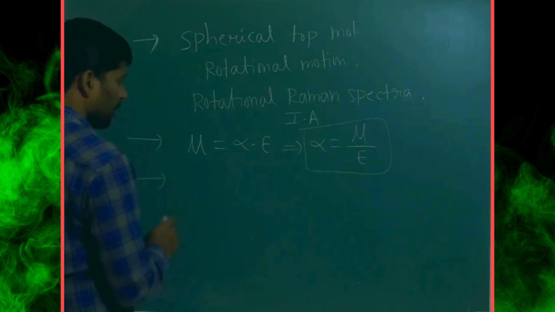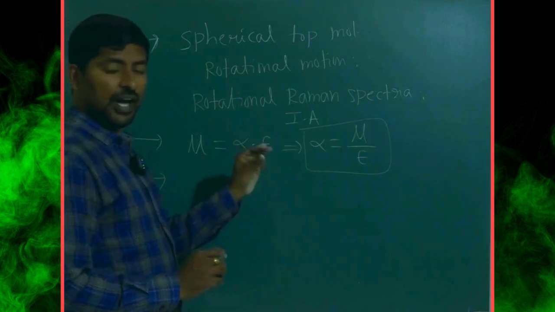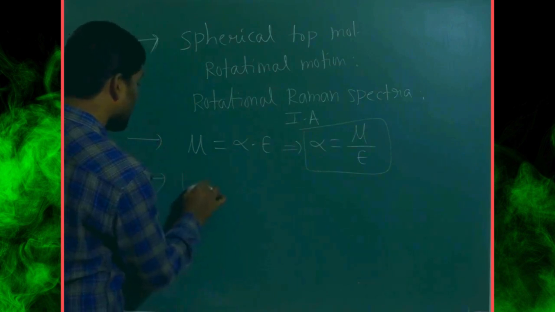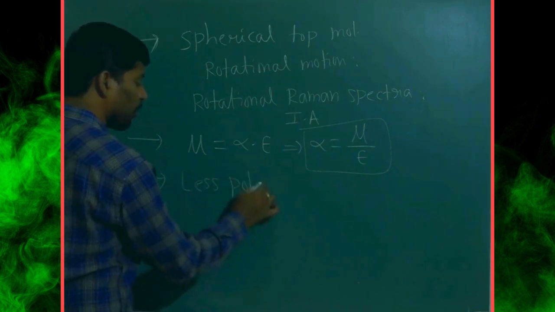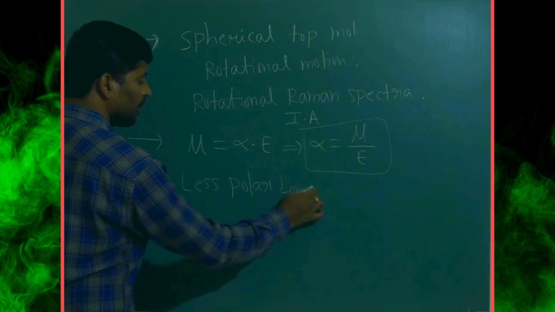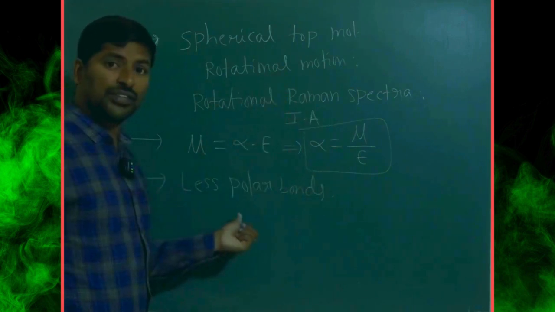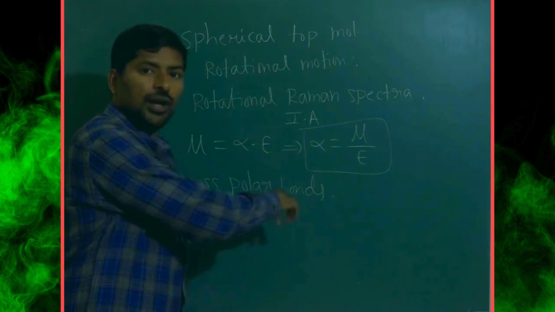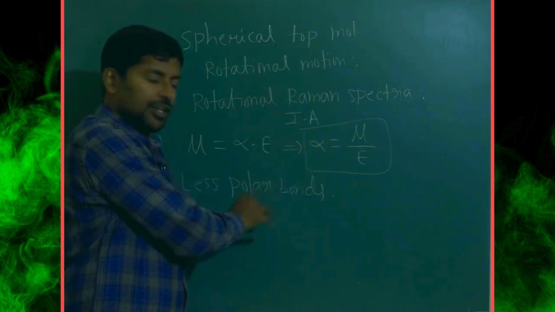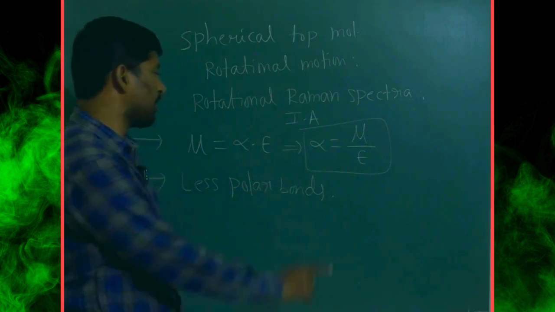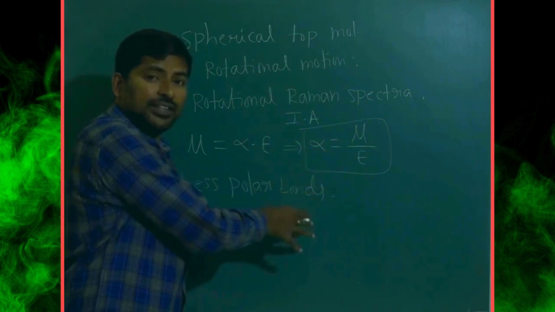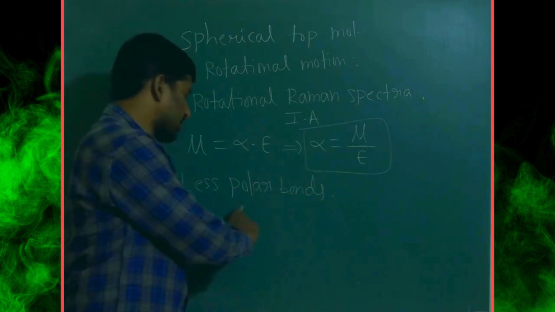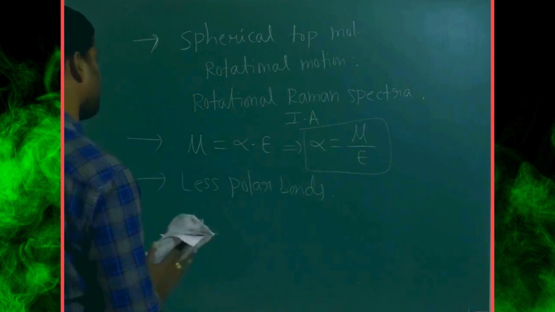Generally, polarizability is high for more polar bonds or less polar bonds? You see, polarizability is high for less polar bonds. The distortion in the electron cloud is high for less polar bonds. Less polar bonds are highly distorted. So you remember, the polarizability, the intensity of the spectral lines, is high for less polar bonds.